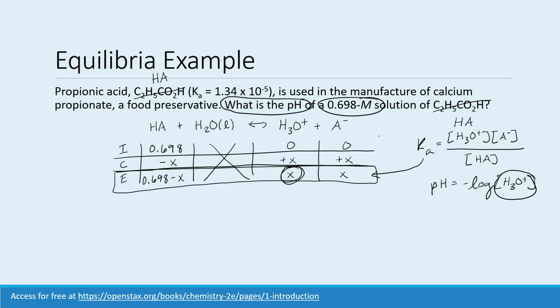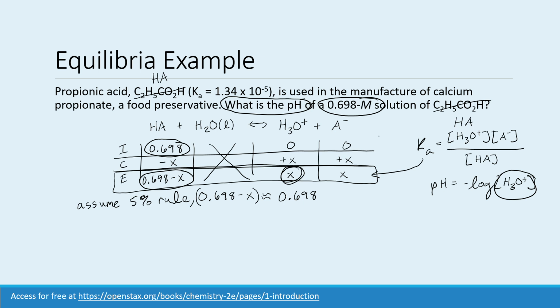And so in the past we've had to probably do the quadratic equation, but here we're going to use that 5% rule and see if it works. So remember, if we assume the 5% rule, then that means that the equilibrium concentration of the weak acid, so that's here, 0.698 minus X, we are going to assume that that is about the same or equal to the original concentration of that weak acid. So basically remove that minus X.